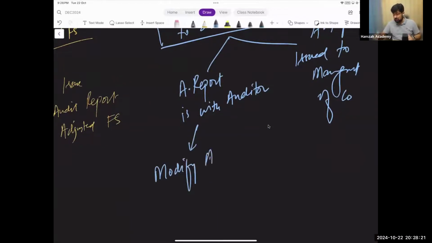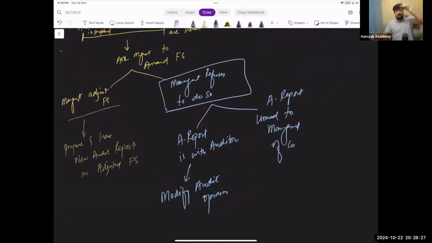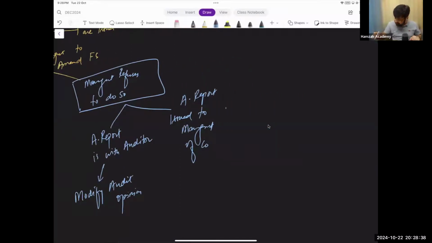Because now financial statements need amendment. Management is not doing that. So there is misstatement, so I will modify audit opinion. Maybe qualified or adverse. Now this is the worst situation, that the management is not willing to amend financial statement as per circumstances, and we have already given audit report to them. They may publish the same audit report without our permission, which is now not relevant. We issued that for the previously known circumstances.